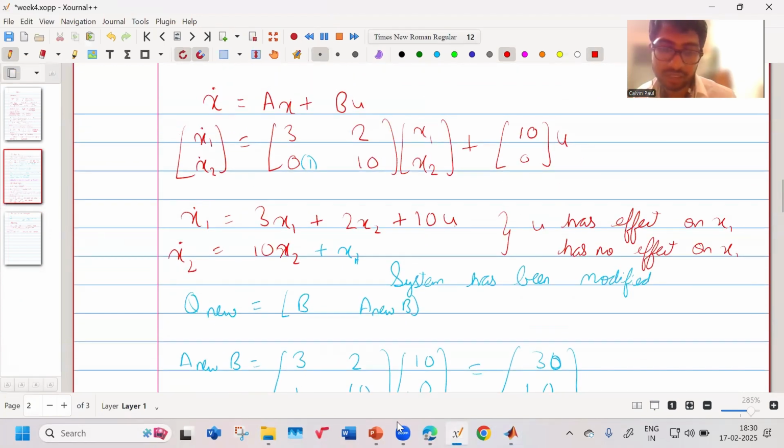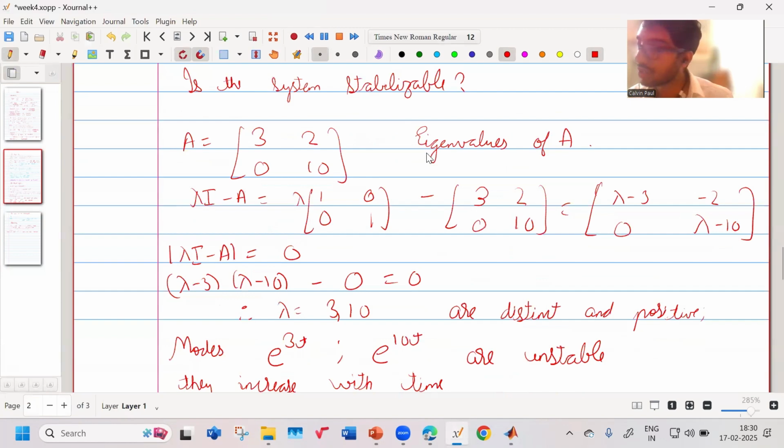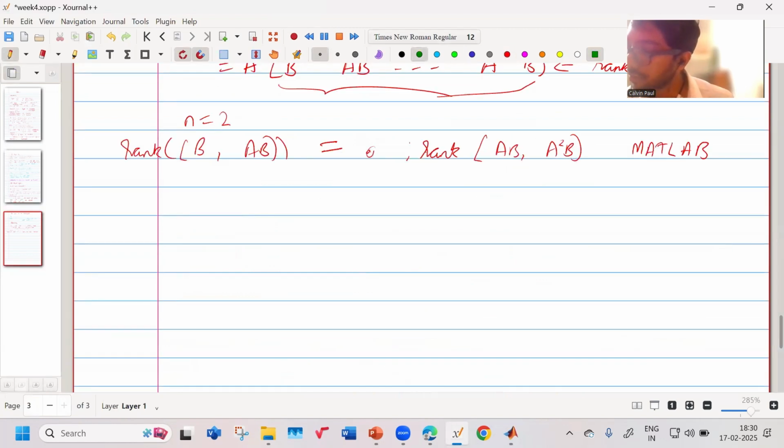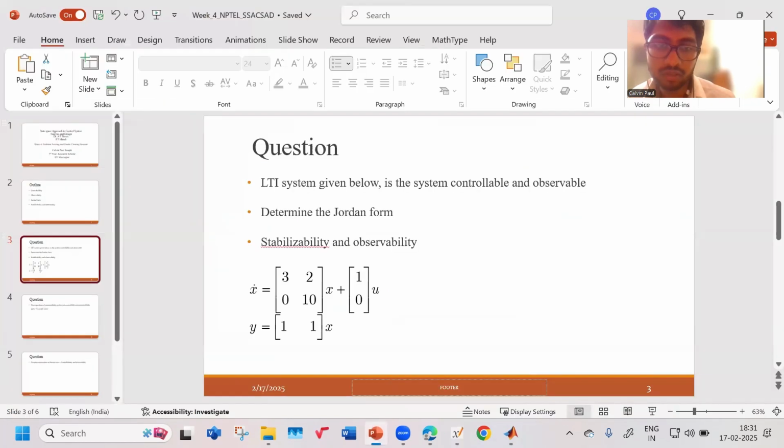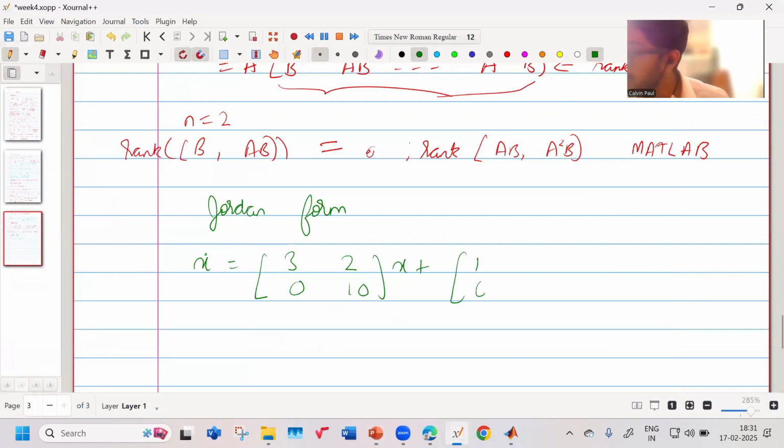Next in the question, we have to determine the Jordan form. Let us find the Jordan form, because we use the Jordan form since it makes things simple. We have to find the Jordan form of the system. So my system is x dot equal to the matrix 3 2, 0 10, times x, plus 1 0 times u.